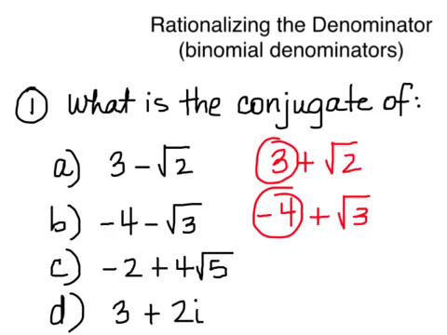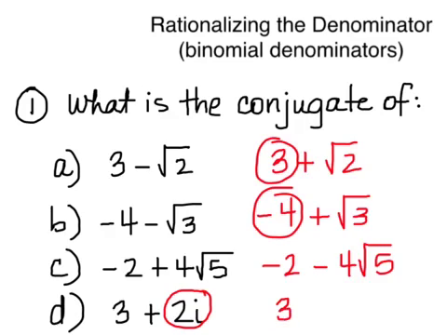Then you have negative 2 plus 4 square root of 5. The conjugate would be negative 2 minus 4 square root of 5. And then even with complex numbers where you have an imaginary part, you do the same thing, because remember i is just square root of negative 1, so it's kind of similar to these other problems, and you have 3 minus 2i. So those are what conjugates are.